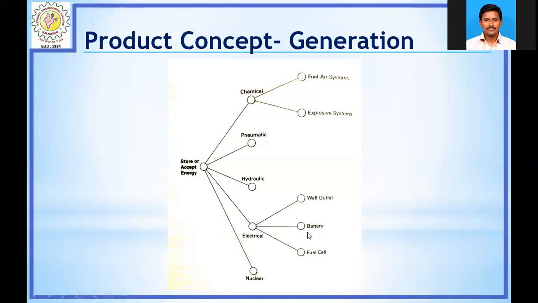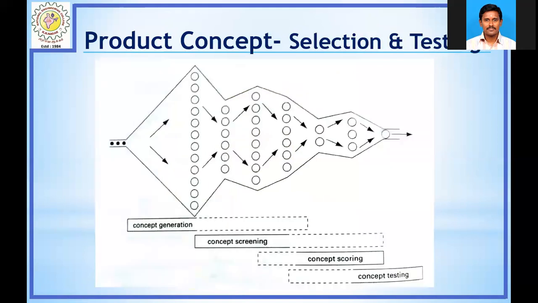So in this way, you have to generate the concepts, select the concept, and then go for testing the concept. Each and every specification of your product is going to work based on a scientific concept. That concept should be developed in this way, and you have to select the proper concept. And this chart will give you the idea of how the concept is generated at first.